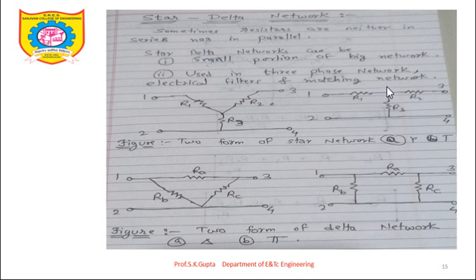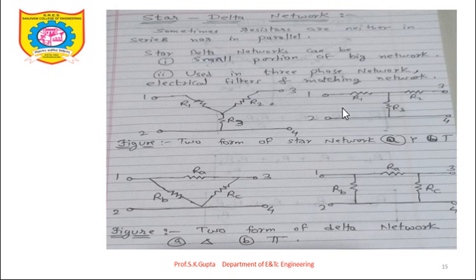So this is nothing but T and this is nothing but Y. So you should know that this is a star network. You must remember that this type of connection is nothing but star network. This is also the star network. So you should draw it 3-4 times so that you will remember the star type of connection, star type of network.